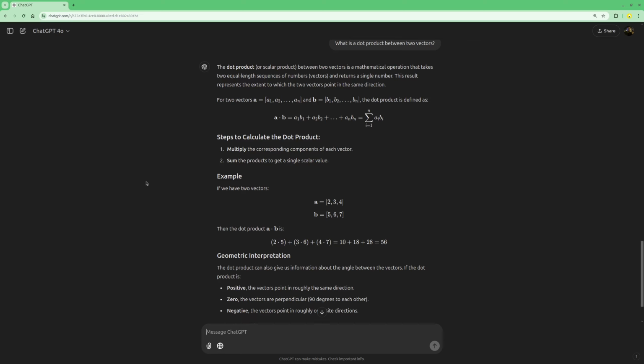Yeah, the dot product, or scalar product. It's a mathematical operation that takes two equal-length sequences of numbers and returns a single number. This result represents the extent to which the two vectors point in the same direction. So I have two vectors, A and B, and this is the dot product. Yeah, I already knew this, by the way.